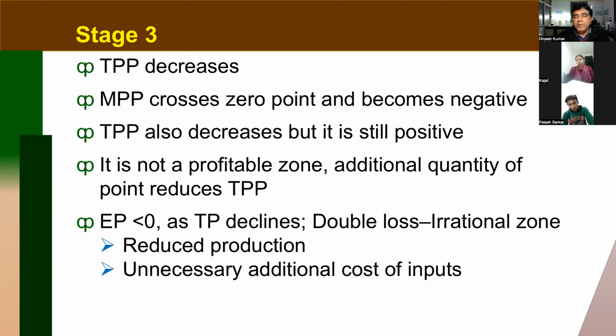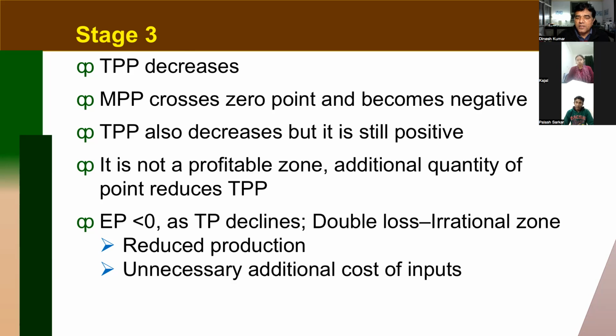Stage 3: here, TPP decreases. You have seen total physical product decreases. MP crosses the 0 point and becomes negative. TP also decreases, but it is still positive. It is not a profitable zone. An additional quantity of input reduces TPP. So EP is less than 0 in this.